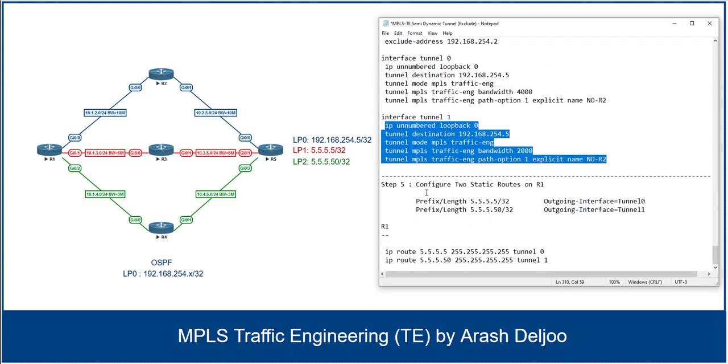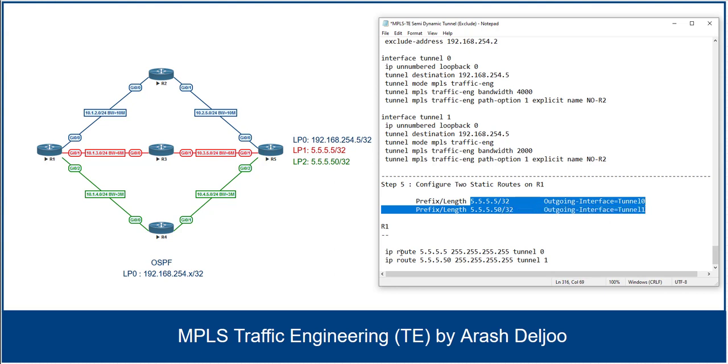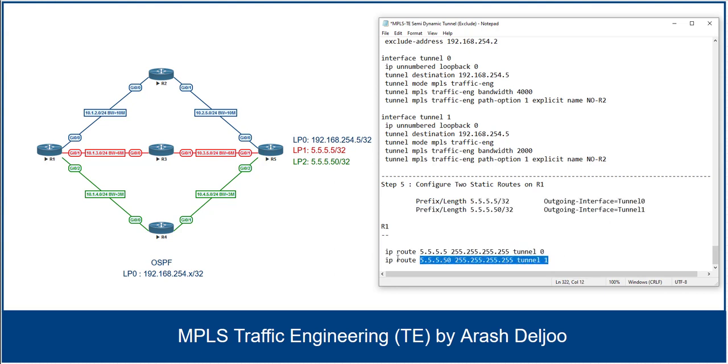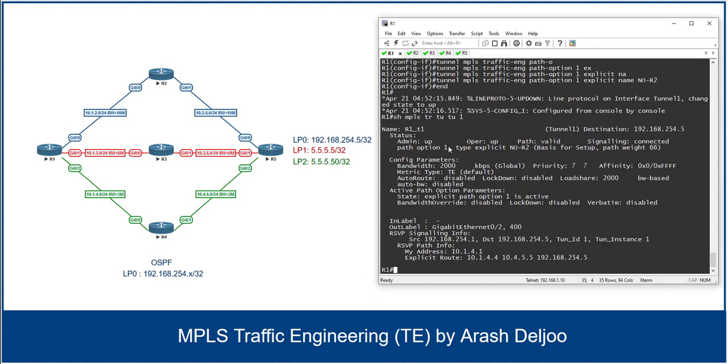In the next step, step 5, we need to configure two static routes. Actually, we are steering traffic to the two tunnels with a static method that you learned about before. For 5.5.5.5/32, please use tunnel 0. For 5.5.5.50/32, please use tunnel 1 as the outgoing interface. Here you can see these two IP route commands. Let me configure them.